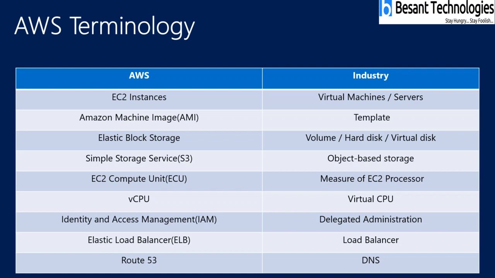In industry, it is called virtual CPU, Central Processing Unit for clouds. In AWS, it is called vCPU. Delegated administration, it is the power of a user at the industry level, but in AWS terminology, it is called IAM, Identity and Access Management. In industry, it is called load balancer. In AWS, it is called Elastic Load Balancer. In industry, it is called DNS, Domain Naming Services. In AWS terminology, it is called Route 53.